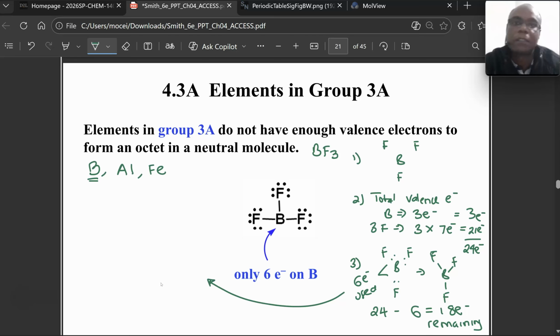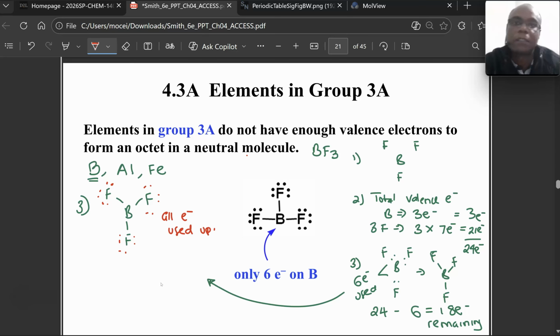We satisfy the octet rule under step 3. So the fluorines right now only have 2 electrons on them, but we have 18 more electrons to use. I'll give each fluorine 6, and that will account for the 18 extra electrons. So you see, all electrons are used up.